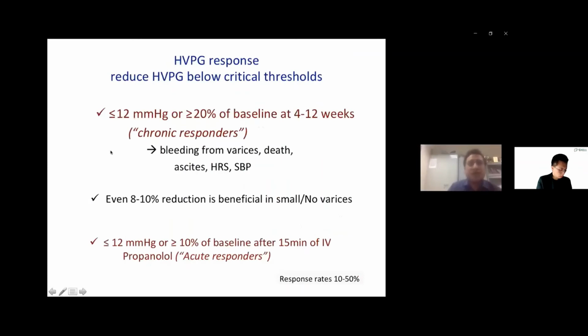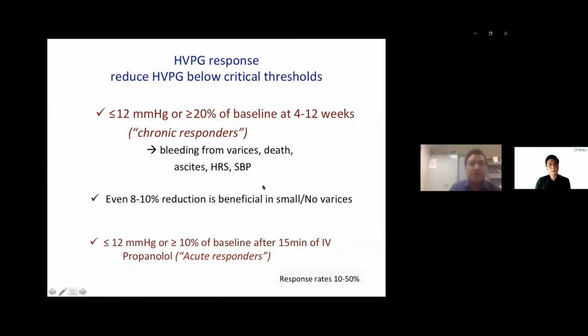For any therapy for portal hypertension, we need to know how to determine the response with the available therapy. HVPG response is defined as HVPG less than 12 millimeter of mercury or more than 20% reduction of HVPG from baseline at 4 to 12 weeks after the first HVPG. These patients are called chronic responders. It has been shown that patients who have a hemodynamic response have a decreased incidence of rebleeding, death, ascites, hepatorenal syndrome, and spontaneous bacterial peritonitis. In patients with compensated cirrhosis with small varices or no varices, even a 10% reduction may be beneficial.